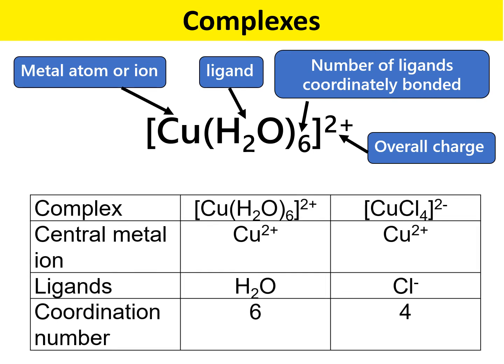Here is an example of another common complex. This complex is tetrachlorocuprate. Again, you have a copper 2+ ion, but our ligands are chloride ligands, and instead of having 6, we only have 4.